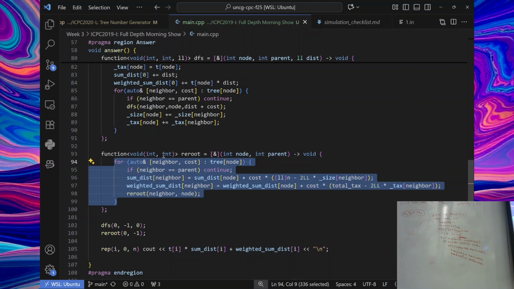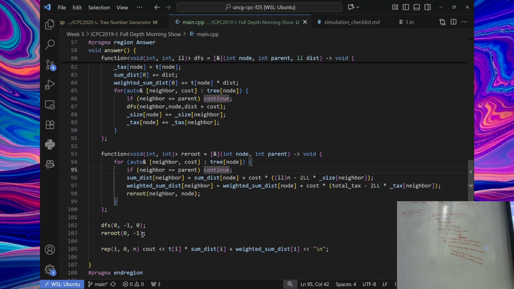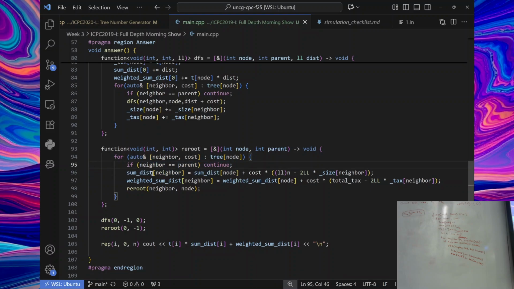Now here's the cool part, the rerouting. It's very simple, right? We take each of the edges. We're doing another DFS, so we're just going from the parent down. And obviously, if the neighbor is the parent, we don't want to go back up the tree, so we skip. And then we do our recurrence relation here, right? The distance S of the neighbor is equal to S of the current node plus the weight times n minus 2 times the size.